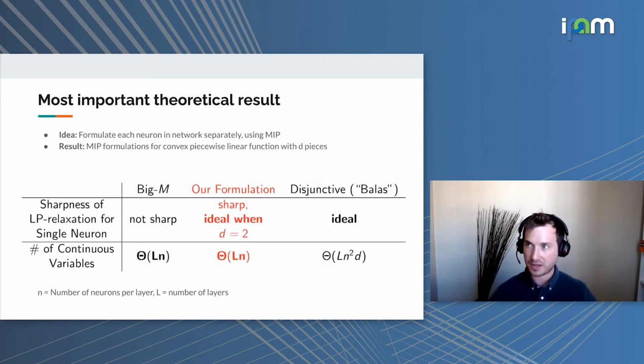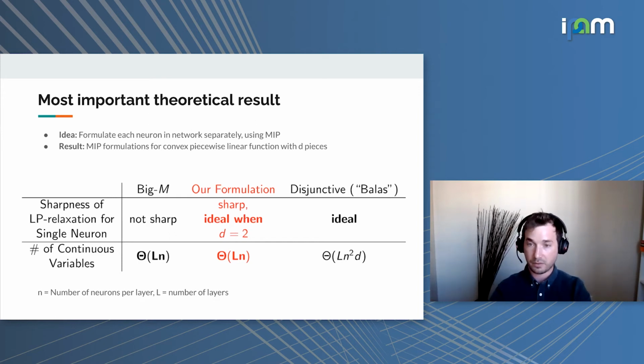Okay, so I can summarize maybe the most important theoretical result in this small table here. A neural network is built compositionally, right, through simple operations. And we're going to do the same thing for our MIP formulation approach. So we're going to look at each neuron in our network individually. We're going to formulate it as best we can, and then we're going to compose each of those formulations for each neuron together.